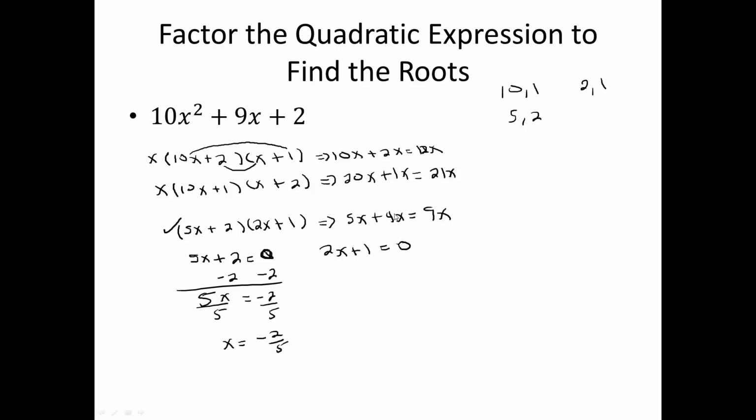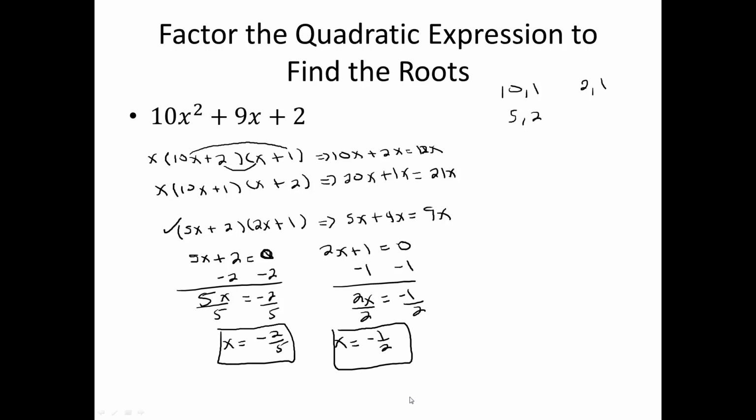You do the same thing over here, solve this equation, subtract 1, subtract 1. So 2x equals -1, divide by 2, divide by 2. X equals -1/2. So my roots are -2/5, -1/2. So once you factor, you take your factors, set them equal to 0, and solve. And that's how you find your roots.